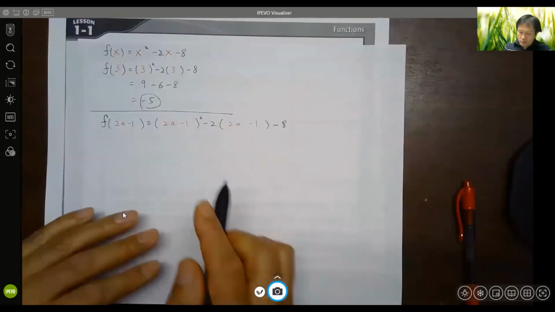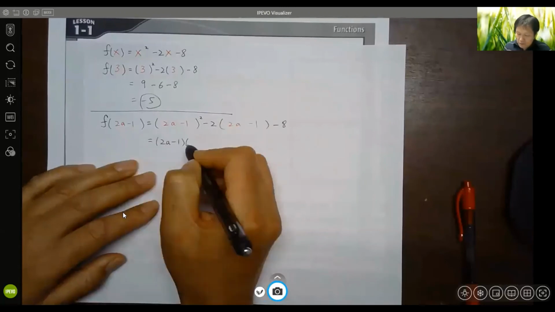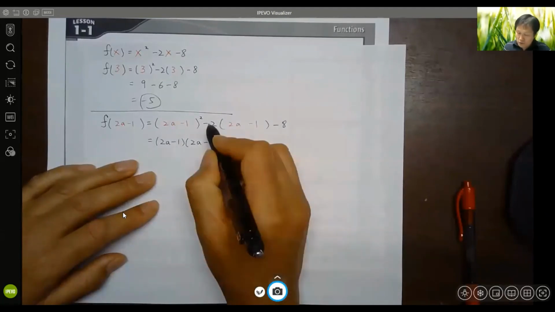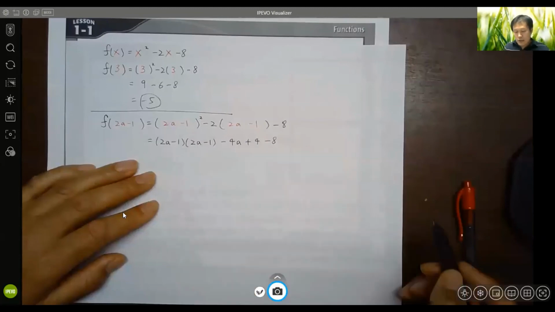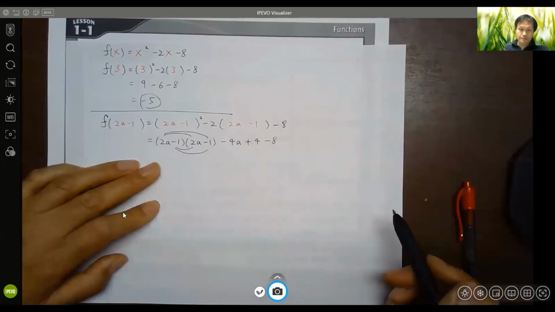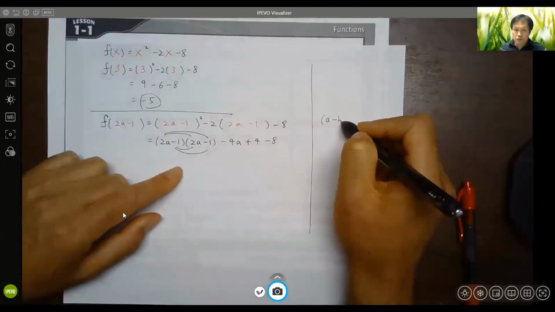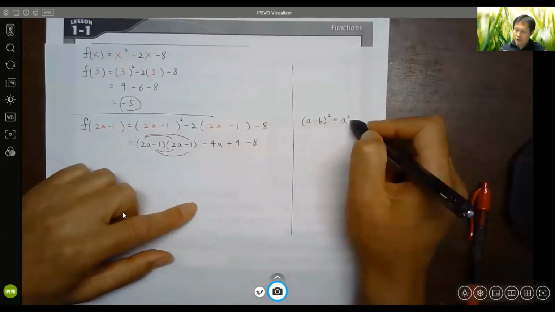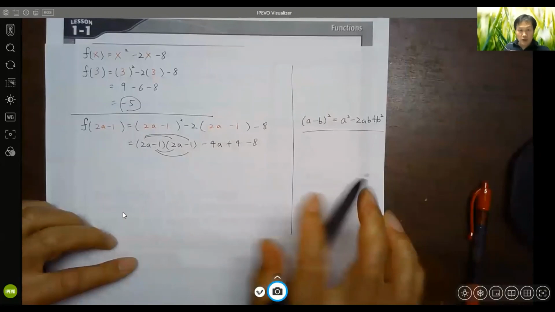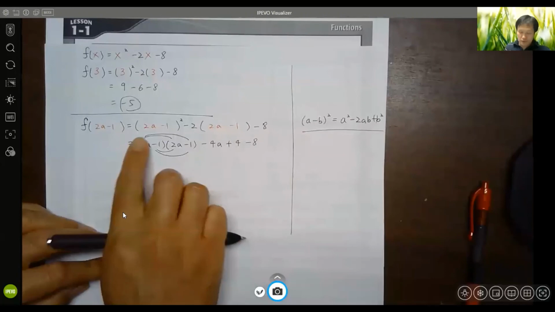So from here, parenthesis square means 2a minus 1 times itself twice. Minus 2, I'm going to distribute, minus 4a, minus 2 times minus 1 plus 4 minus 8. So you have to fold this, multiply. If you do memorize the formula for a minus b parenthesis square equal to a squared minus 2ab plus b squared, you can just apply that formula right here. If you don't memorize this formula, just fold it as the following. Then you will be okay.